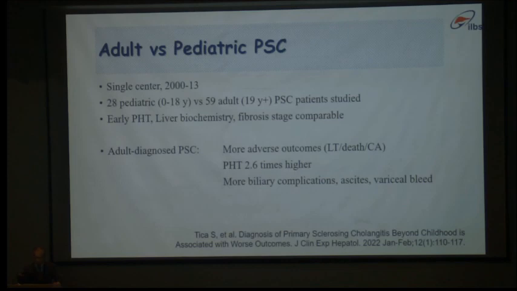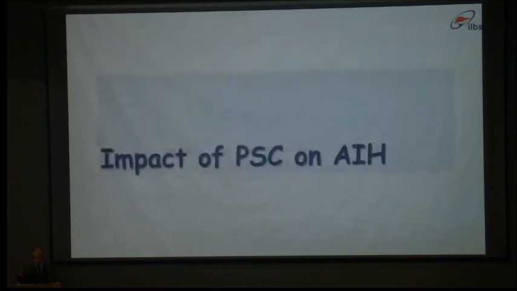So what about adult versus pediatric primary sclerosing cholangitis? This one study compared adult versus pediatric, and they mentioned that adult diagnosed primary sclerosing cholangitis has more adverse outcomes in terms of liver transplant, death, or cholangiocarcinoma. They have more portal hypertension, more biliary complications, and decompensation.